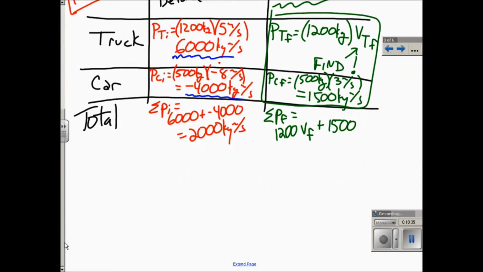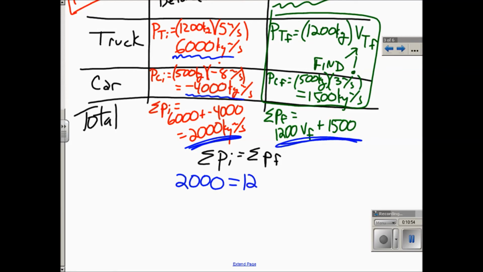Conservation of momentum tells me the total momentum before the collision is equal to the total momentum after the collision. So here we go. Total momentum before the collision is right there, 2,000, right? Well, that's got to equal the total momentum after the collision. That's this.